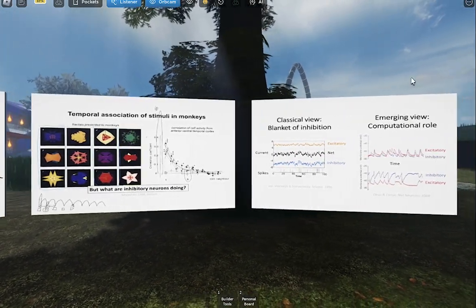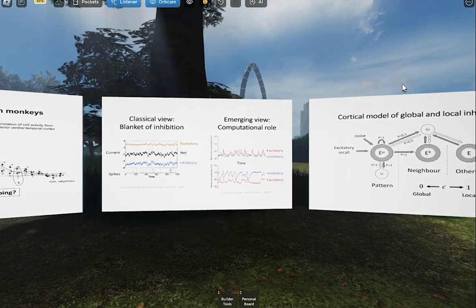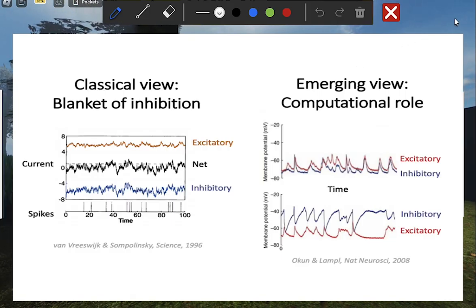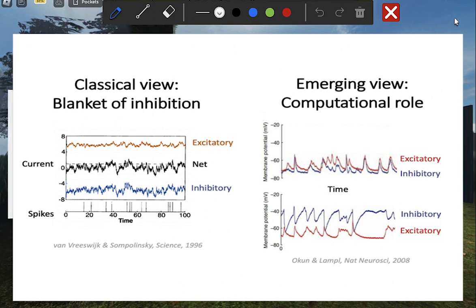So I'll move on to the next slides, which I wouldn't want to present before the others. The one on the left is just emphasizing a bit more about inhibition. Classically, people thought that inhibition is just a blanket of inhibition, creating some net stability of activity. And I think we've already talked about inhibition enough, so I'll just skip that.